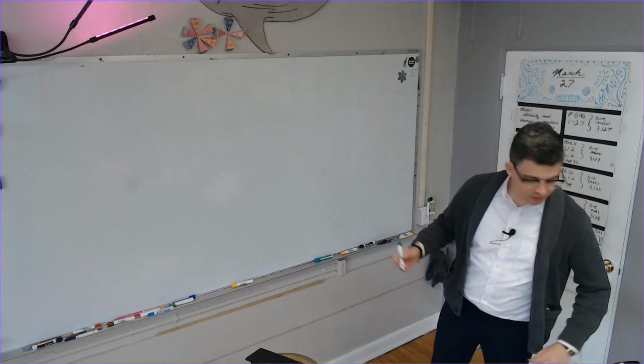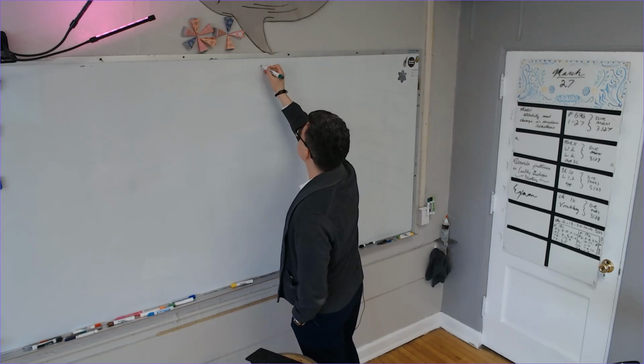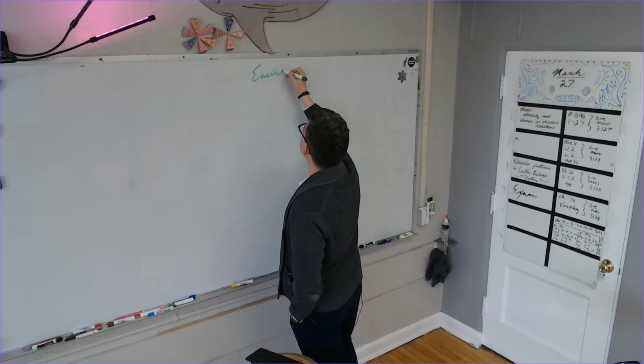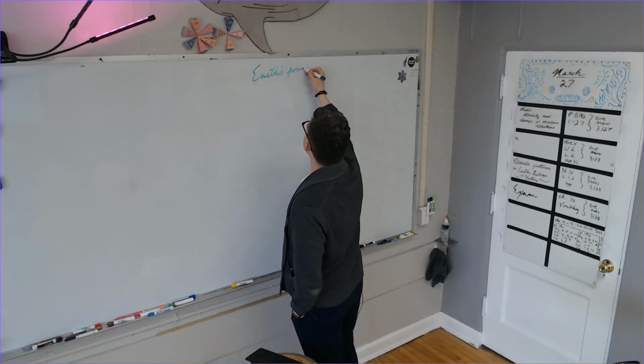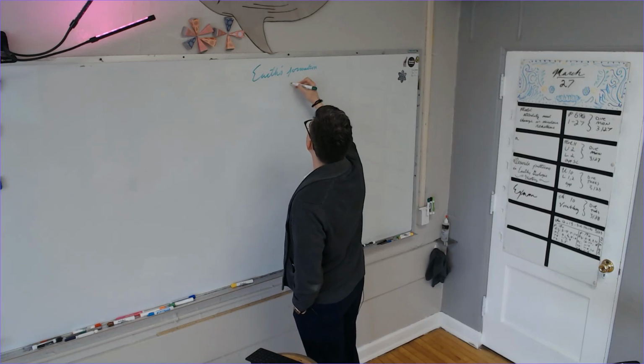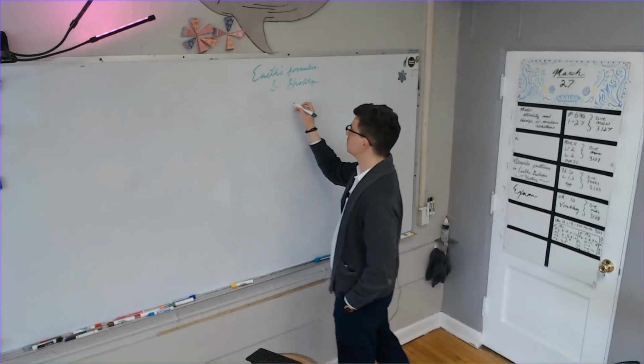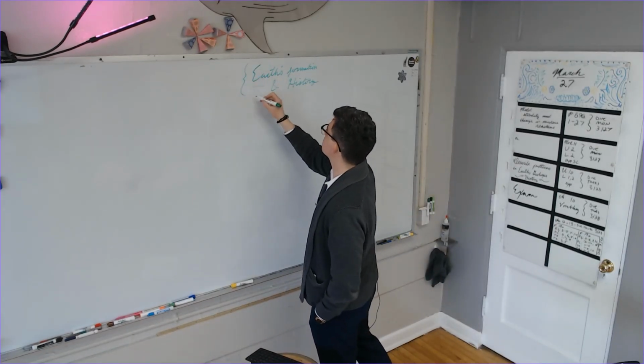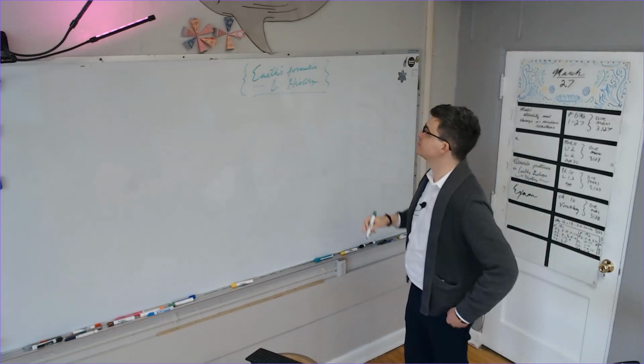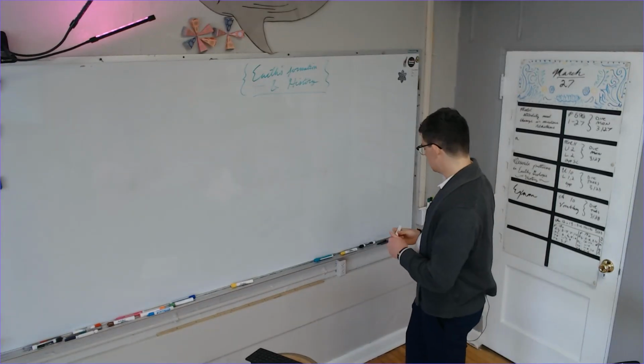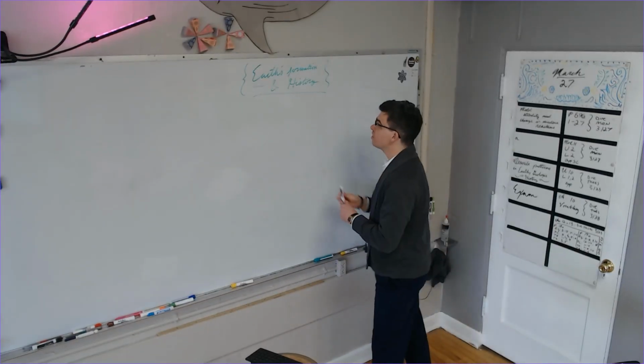We're talking about, let's call this one, Earth's formation and history. More like herstory because Earth is a female. Earth is not a female. Earth is a planet. Earth is given female attributes by the poets. I'm going to rewrite this.